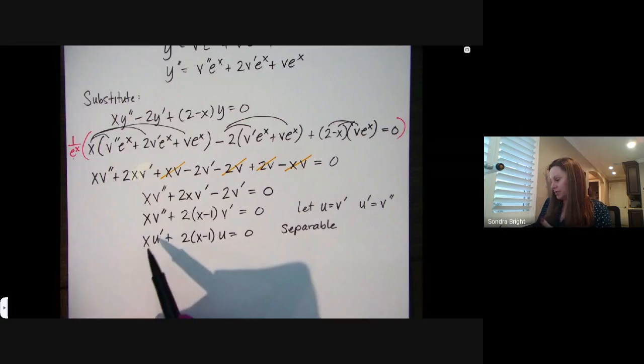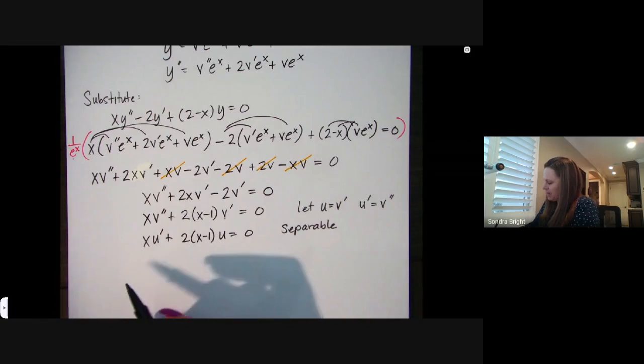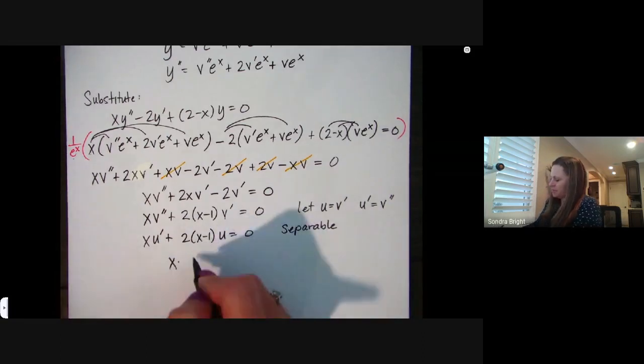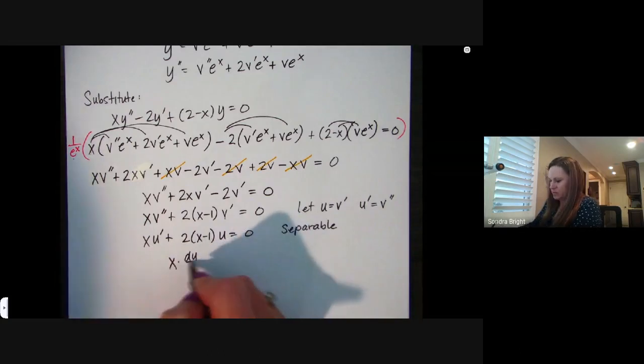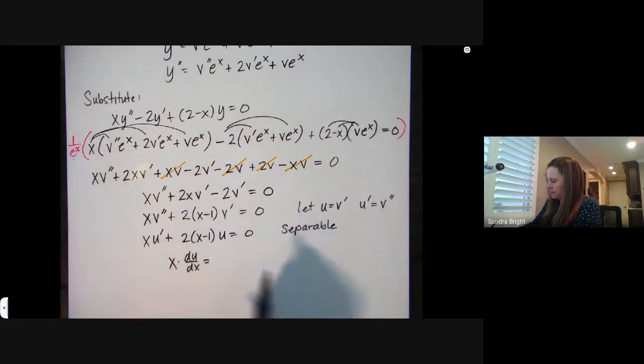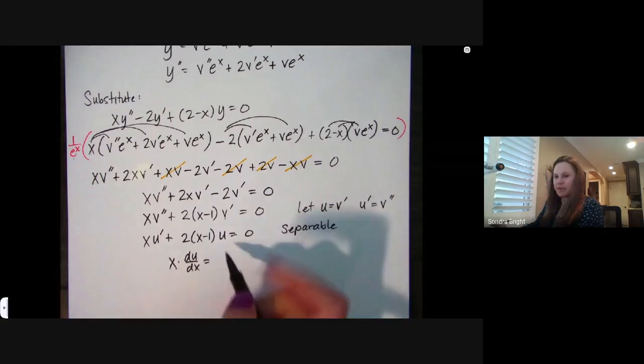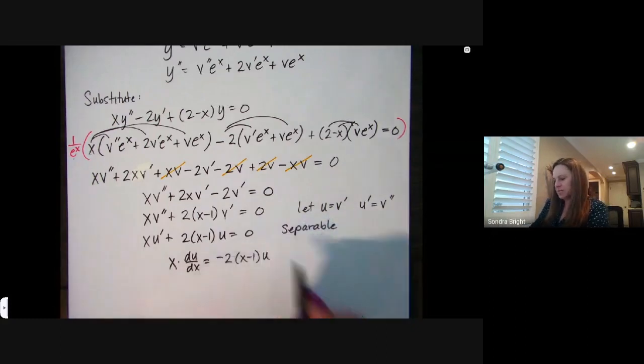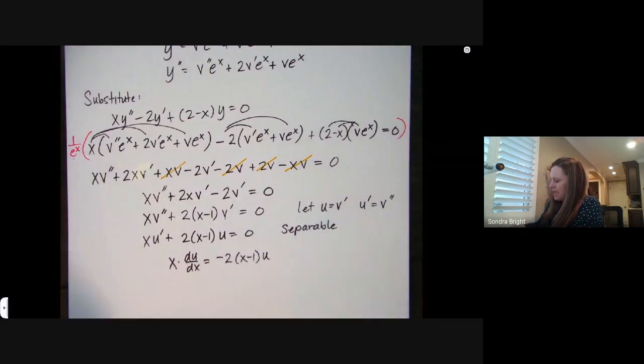So keep in mind, u prime is a function of x, right? So it's the derivative of u with respect to x. I'm going to rewrite that so that it's more obvious. So this is x times du/dx, and then I'm going to bring this over to the other side, equal to negative 2 times the quantity x minus 1 times u. And maybe now it's more obvious that it's separable, right? I'm going to divide by x, multiply by dx, divide by u.